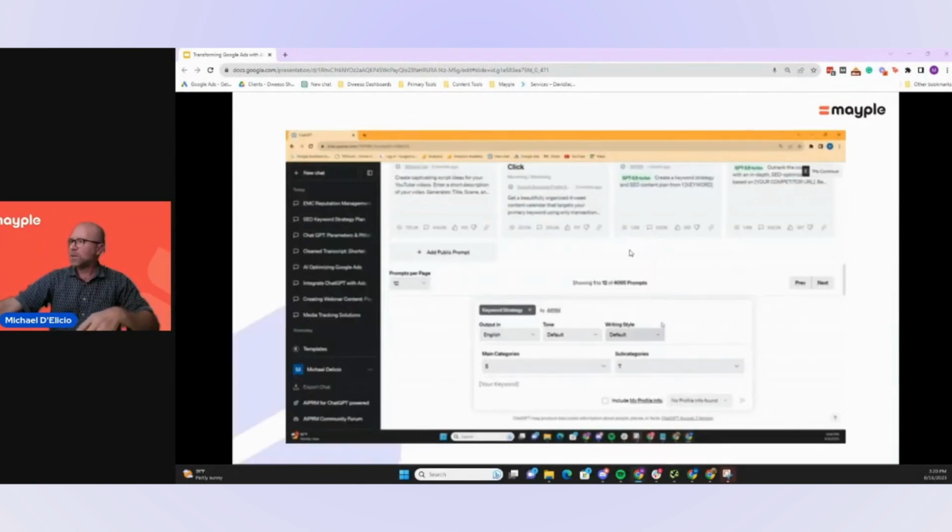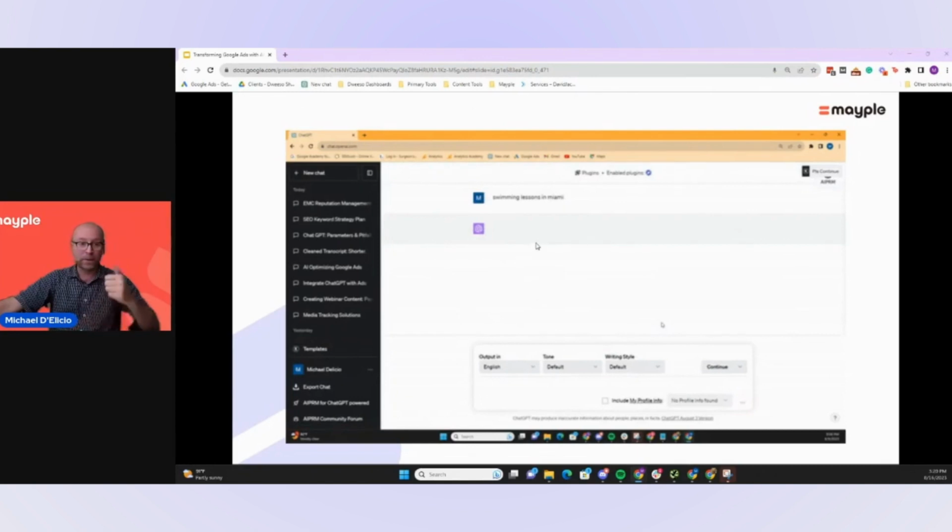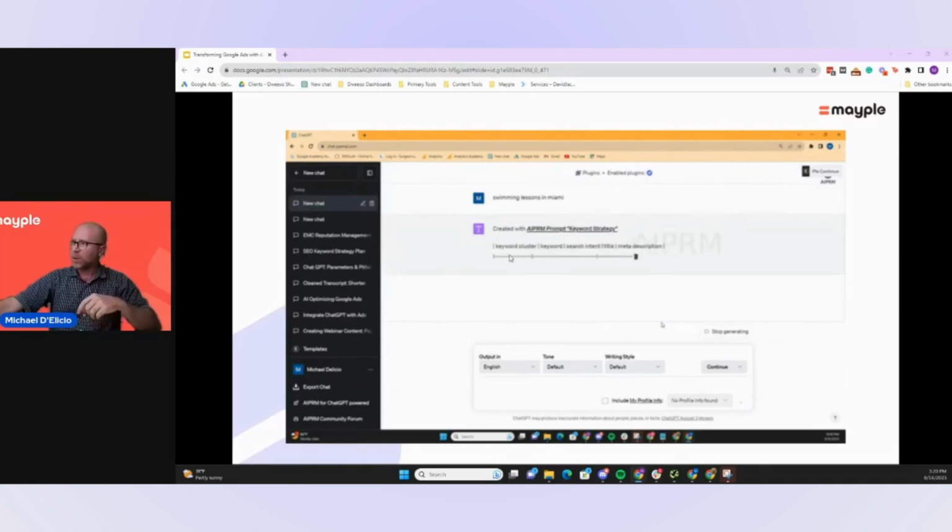So you can see I use this tool, ARPIM. I click on the prompt, and then I just type in as a keyword, swimming lessons in Miami. That's my core idea, my top keyword. And you'll see that it is going to create it in table format.